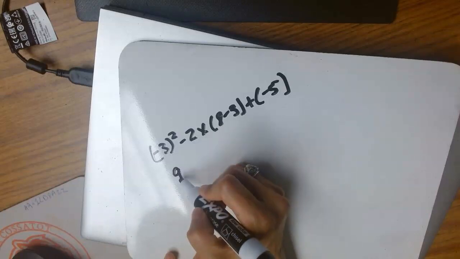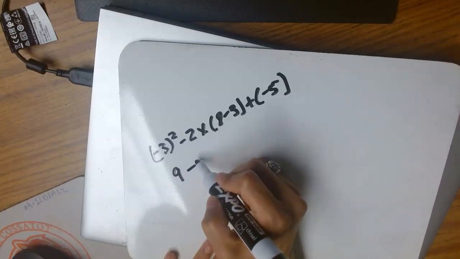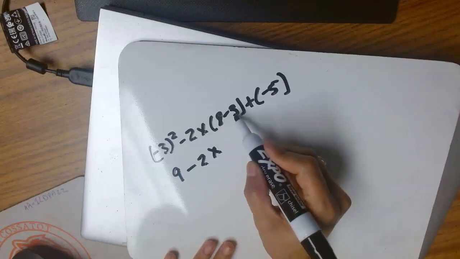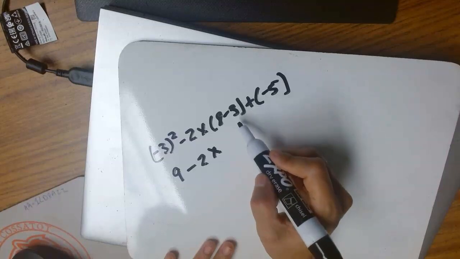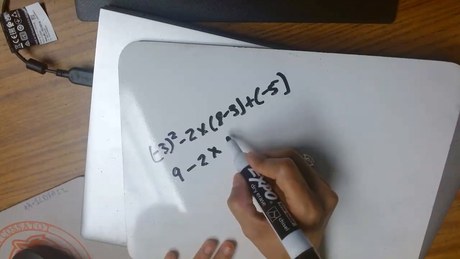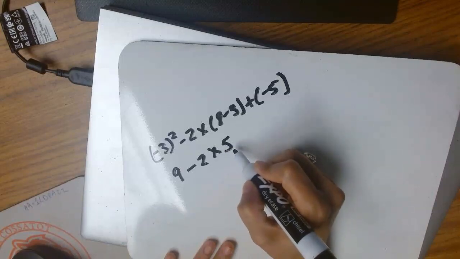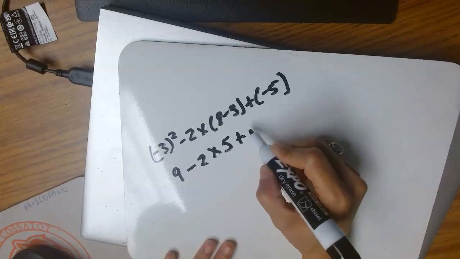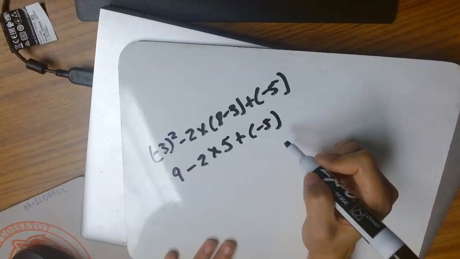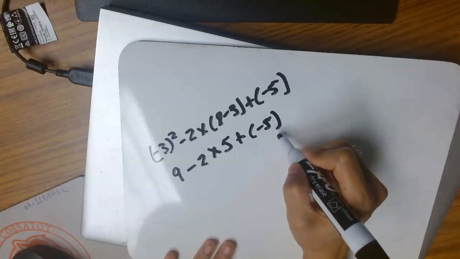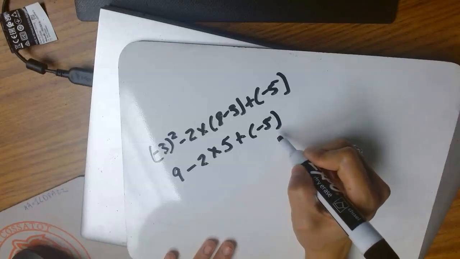Negative times a negative equals a positive, so that's going to be a positive. We're going to bring down our 2 times. That's 8 minus 3, so that's going to be subtracted, and that's going to give me 5. So it's 2 times 5. And then plus, bring the next thing over, which is the -5. You're going to bring it down.